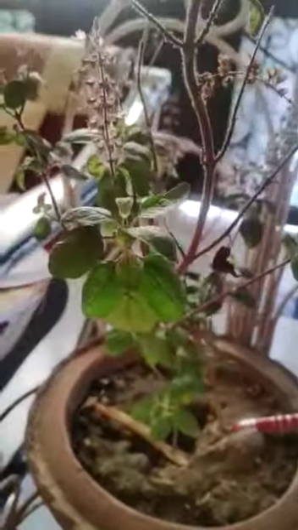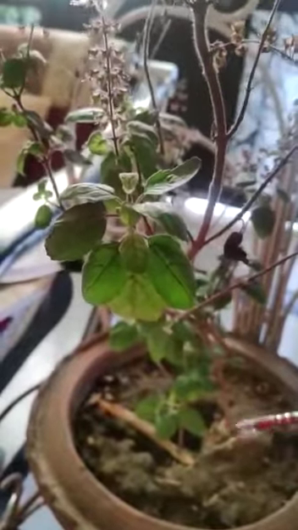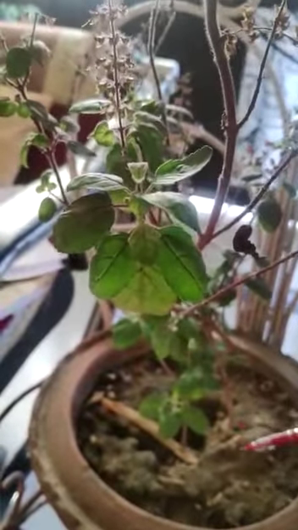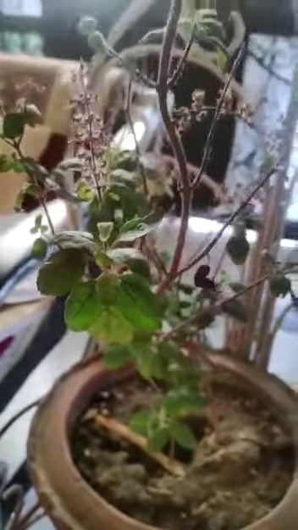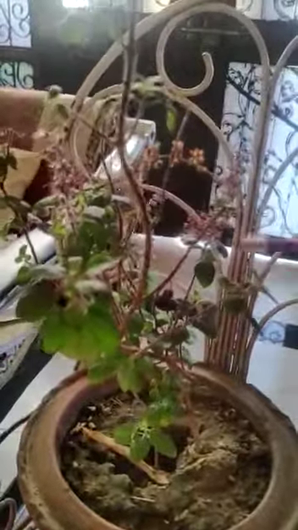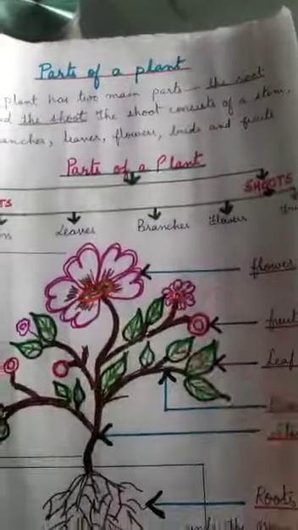Here again you can see the basil plant. You see the root is under the soil, under the ground, and you can see the shoot, the stem, the leaf, and here the seeds of the tulsi, basil. So these are the parts of the plant. Here you can understand by seeing the picture.